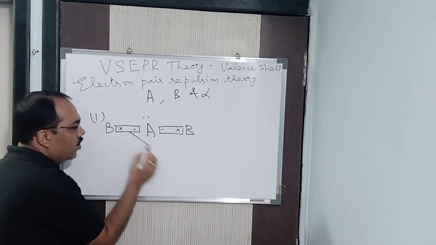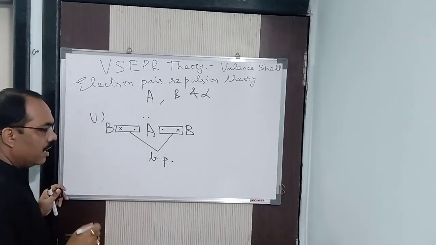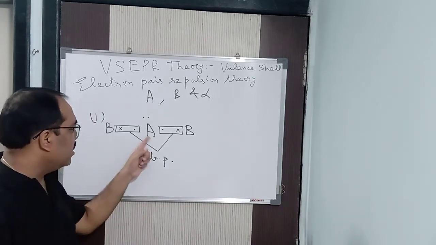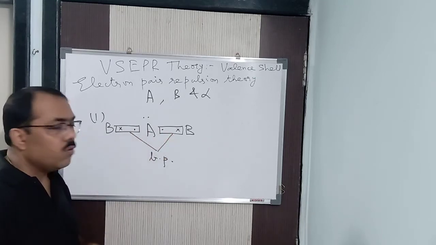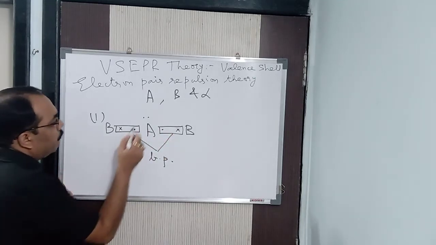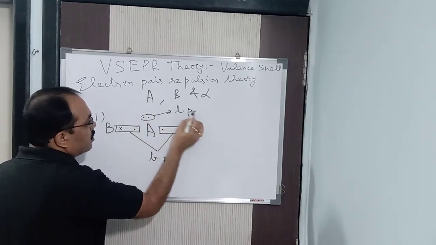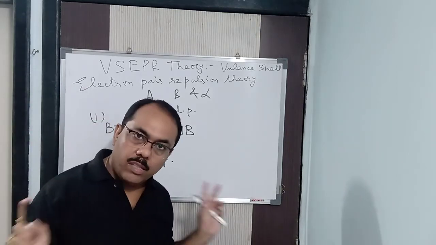B has an unpaired electron, A has an unpaired electron, so they combine to form bond pairs. Again I repeat, the unpaired electrons of the central atom form bond pairs with the unpaired electrons of the surrounding atoms, while the paired electrons remain as lone pairs. Fine, the first point is clear.